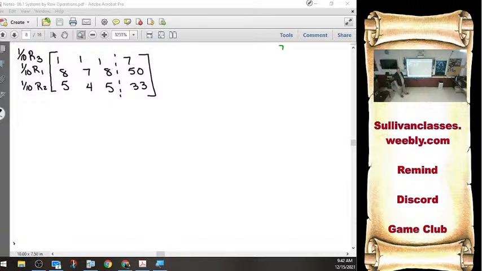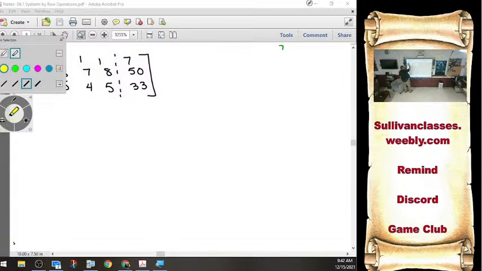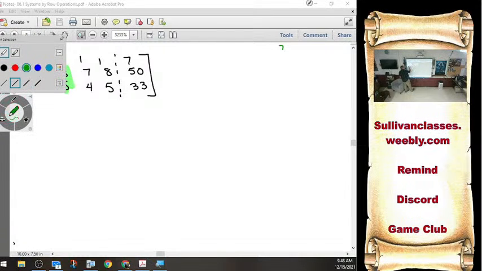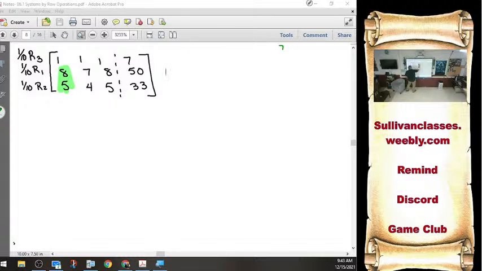So, now that I'm here, do you see how much easier it is to eliminate these now that I have that 1 up in the command zone? Okay. Because now I can say row 2 minus 8 row 1s. I can say row 3 minus 5 row 1s. Because I just got a 1 up there, and it's easy to multiply 1 by anything to get what I need. So up top, I got 1, 1, 1, 7. Suppose now I can erase this.